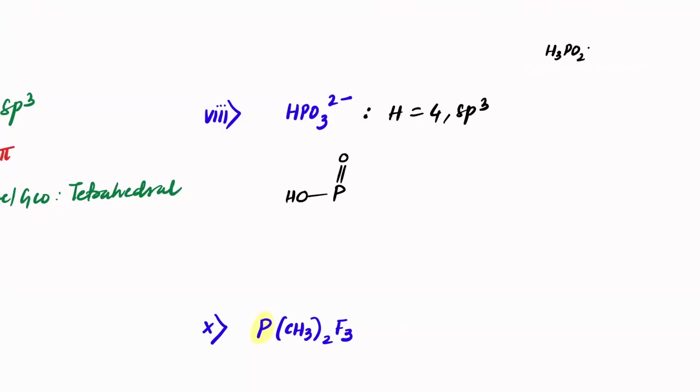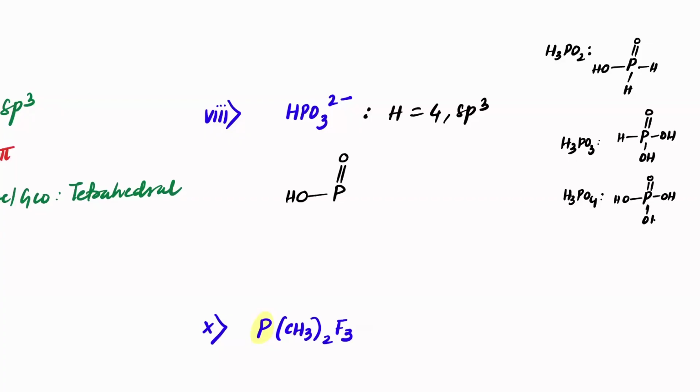H3PO2. The H3PO2 structure would be P double bond O, one OH, and the other two hydrogens are directly connected. This you have to mug up. You just need to know it. So H3PO3: P double bond O, H, OH, and OH. Next, if it is H3PO4, it will be P double bond O, OH, OH, and OH, like this. These are the cases.